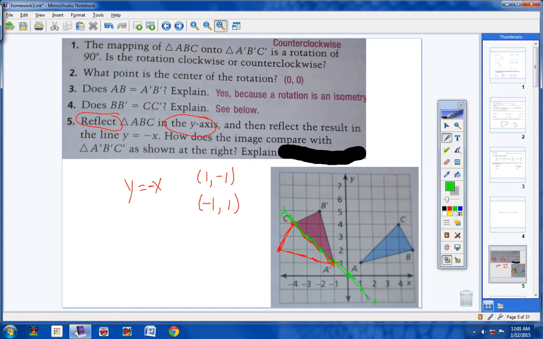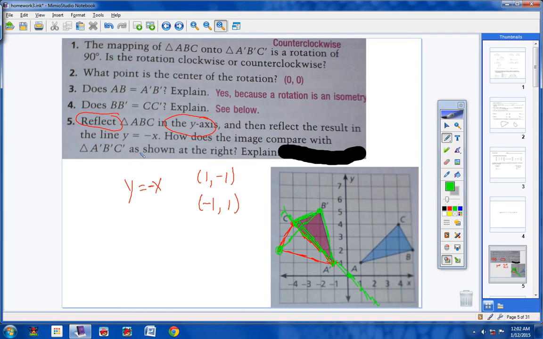Now look what they want us to do. They want us to reflect the result in this line. So, guys, you're going to end up with this triangle here. You start off with, look, this point here, I'm drawing a perpendicular line. 1, and then a half. So then go a half, and then 1 right here. So this point here would go right here. C would stay here. A would stay here. So look what you end up with. If you take this red triangle right here and reflect it in the line y equals negative x, it's going to fall right on top of this triangle here.